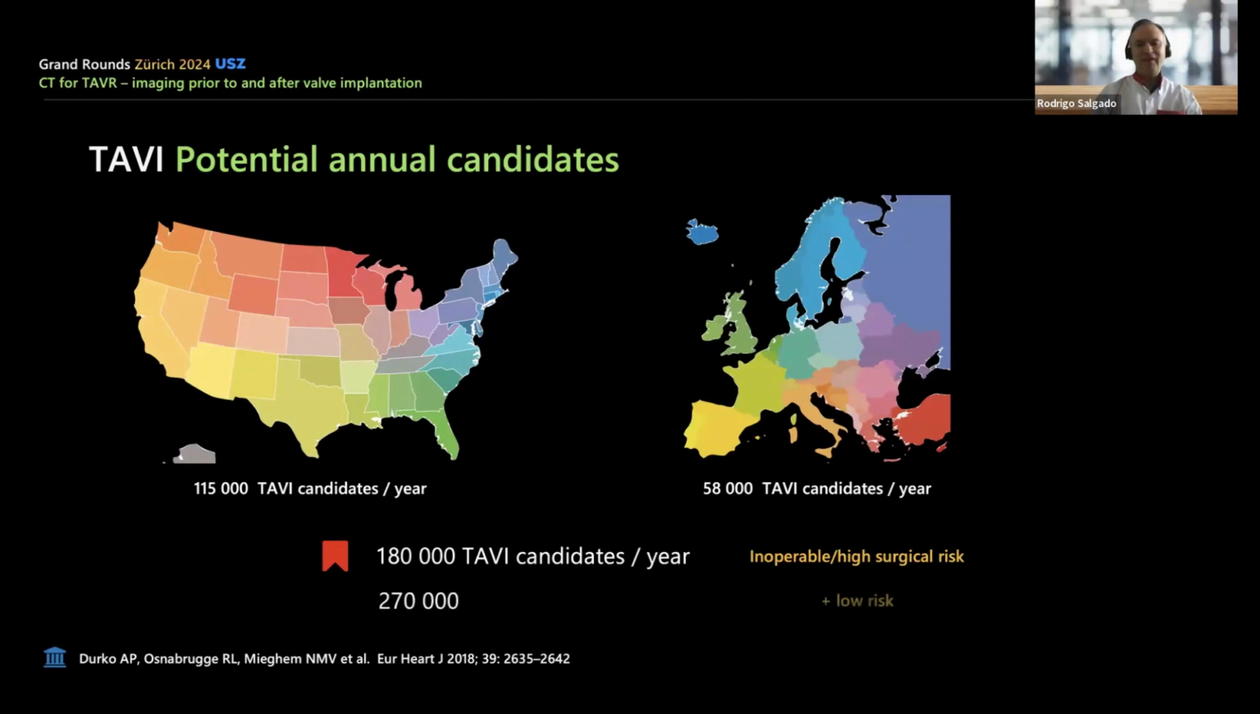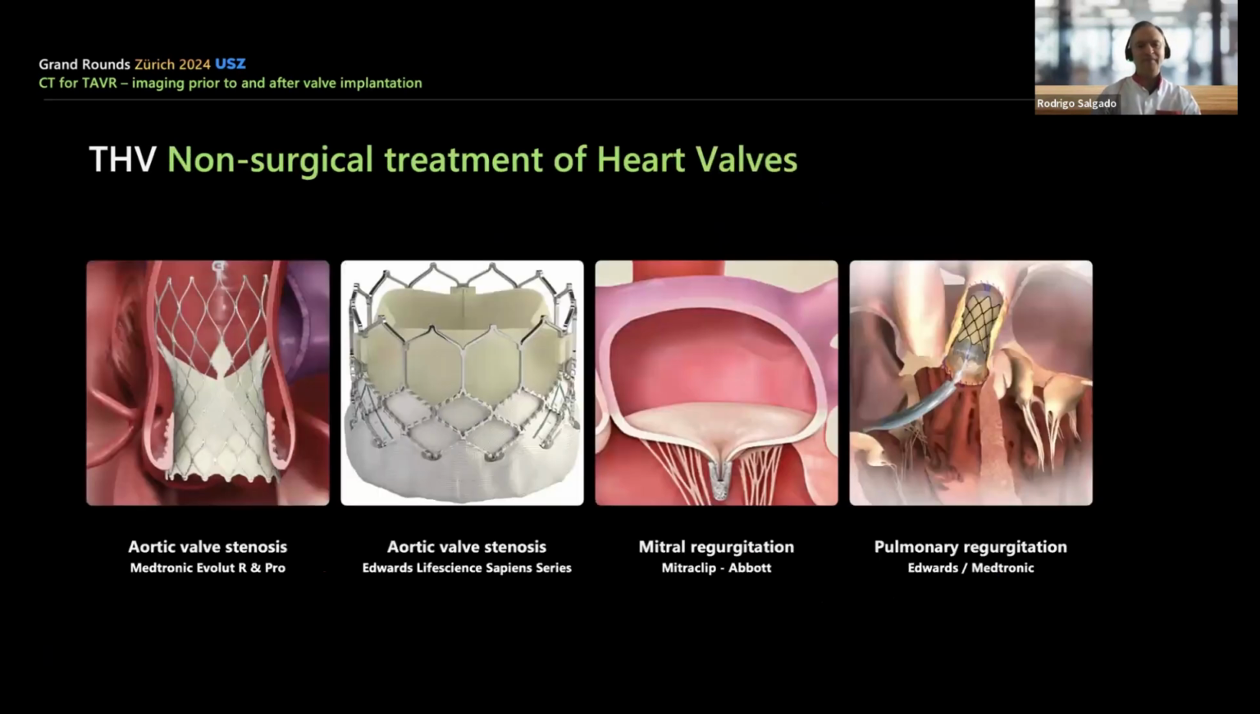When we add the potential people with low risk, that number rises to 270,000, which means that surgeons and interventional cardiologists, but also radiologists, are going to have a lot of work in the future. Especially when you consider that transcatheter valve replacement not only applies to the aortic valve, but also increasingly to the other cardiac valves. So our role as radiologists in the selection and follow-up of these patients is only going to increase further and further.